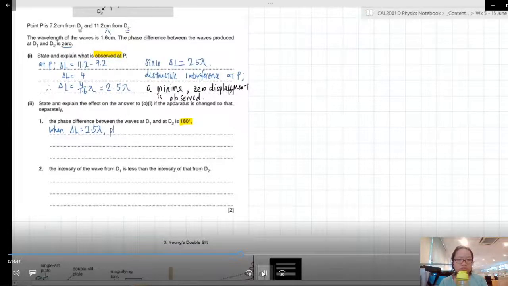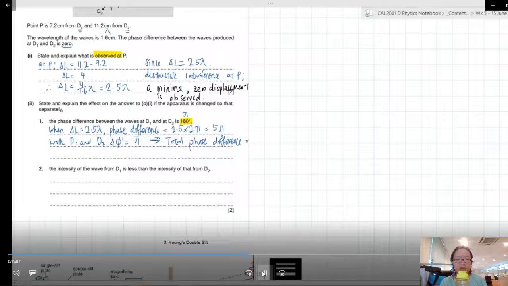Now what happens is that you will have an additional 0.5 lambda, half a cycle inside. But let's use angle. So when delta L is 2.5 lambda, the phase difference will be 5 pi. With D1 and D2, the new phase difference is pi. So the total phase difference will be 5 pi plus pi, so you get 6 pi. Hence, you will observe a maxima at P, or maximum displacement of your water waves at P.